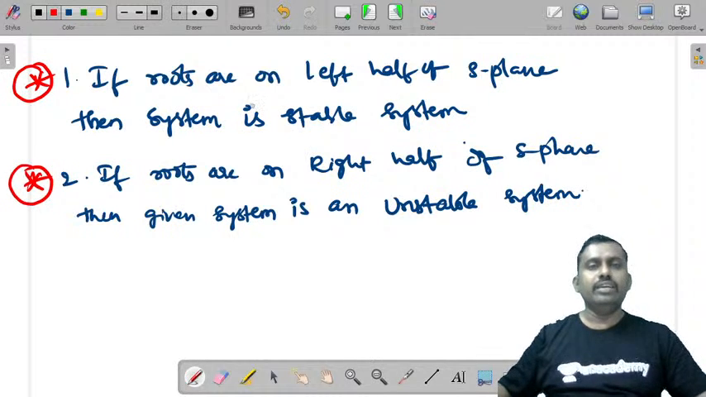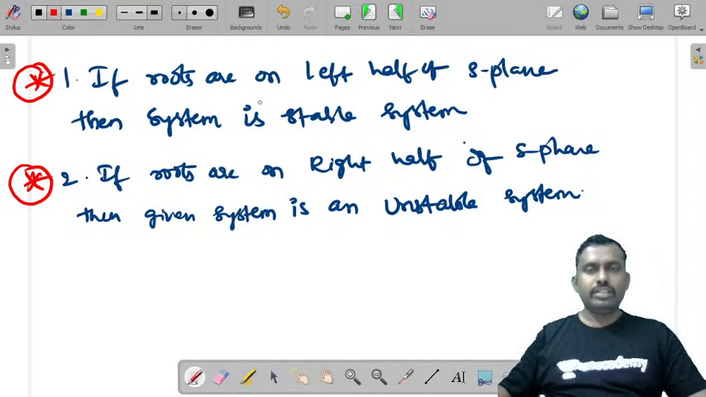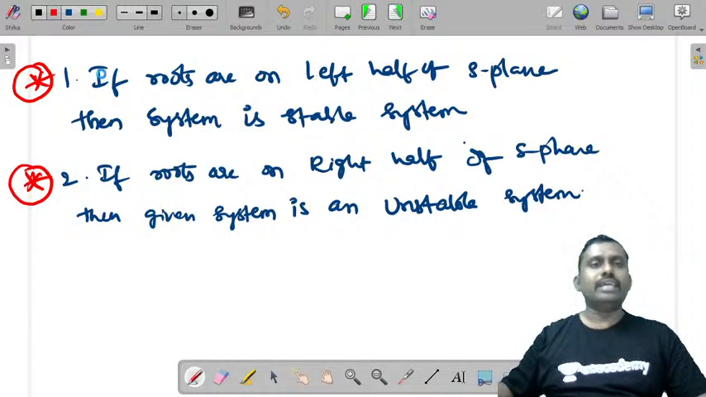If the roots of the given transfer function are on the left half of the s plane, then the system is a stable system. If the roots are on the right half of the s plane, then the system is an unstable system. With this idea, we will try to learn what is RH criteria.